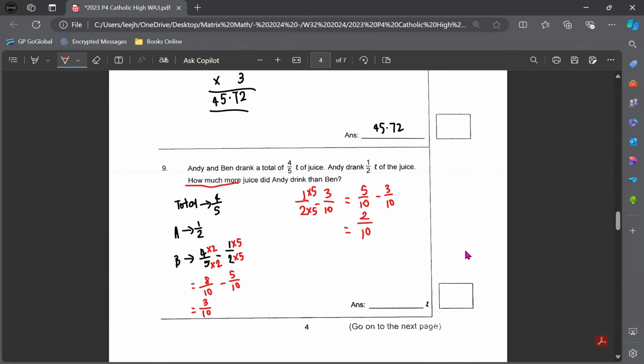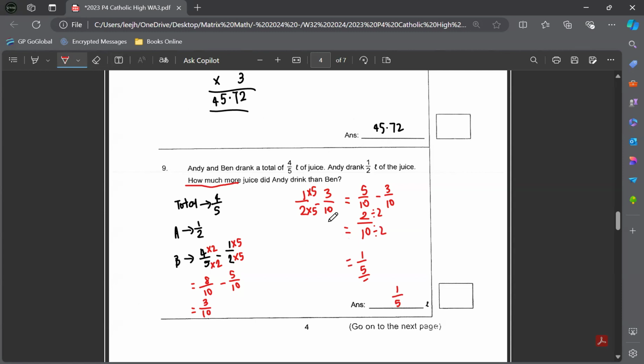So 2/10, you know that it is not even simplified, right? If it's not simplified, you need to simplify it by dividing it by 2, because you still can simplify 2/10. So you just divide by 2, divide by 2. Your answer is 1/5. 1/5 liter. That's the answer. Okay.